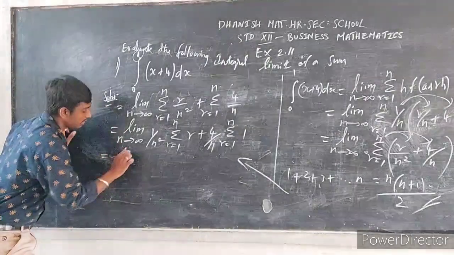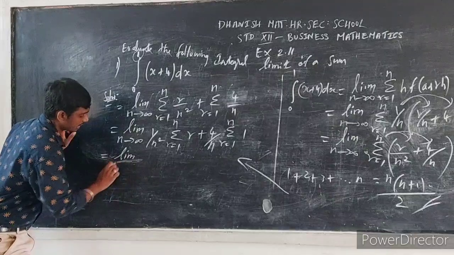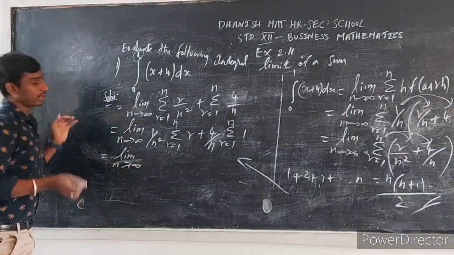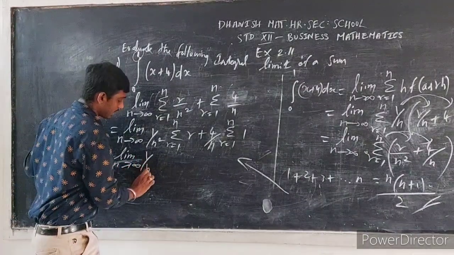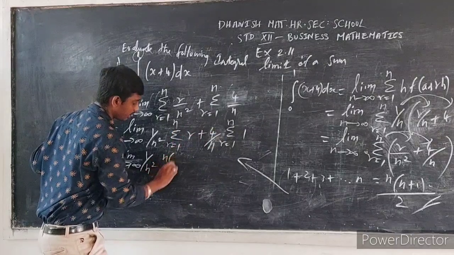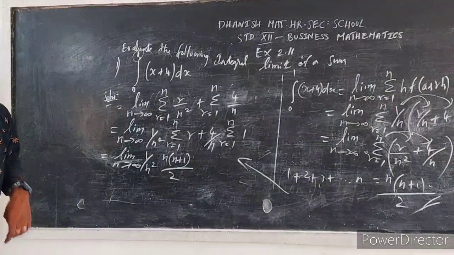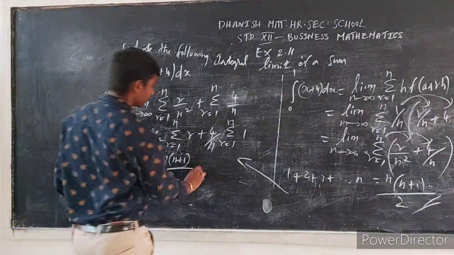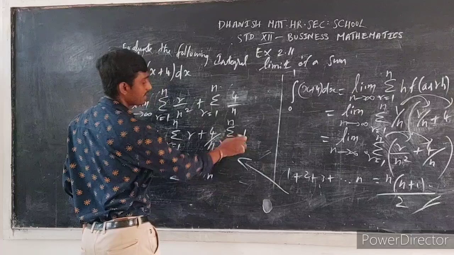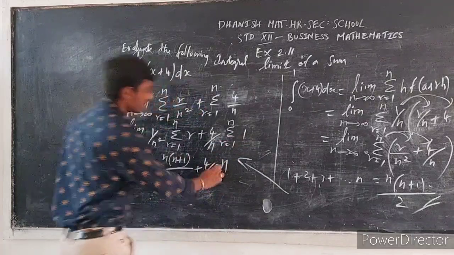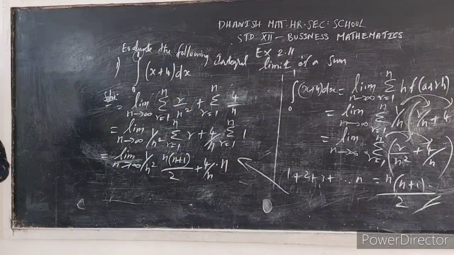What is the formula? Limit n tends to infinity, 1 by n square. Here we are applying n into n plus 1 divided by 2. What is the formula here? n into n plus 1 divided by 2 plus 4 by n, summation of one value, that will be n.